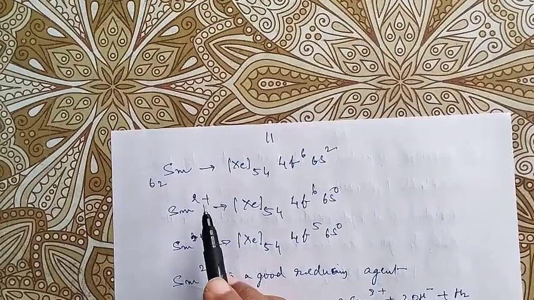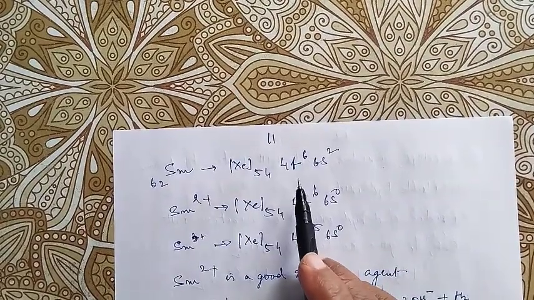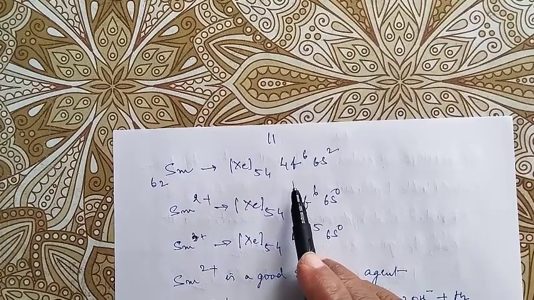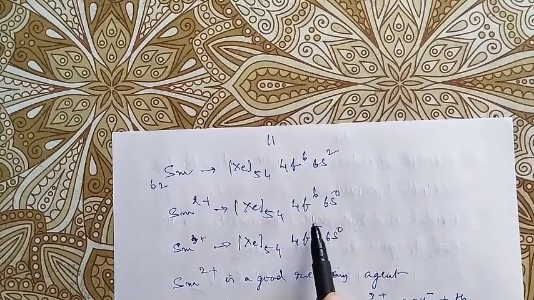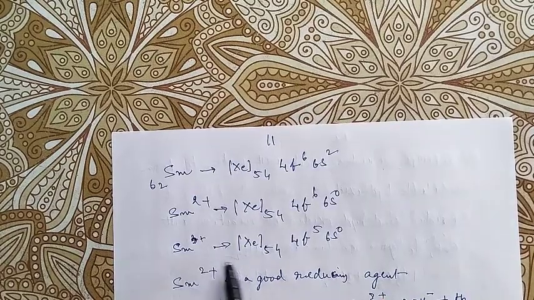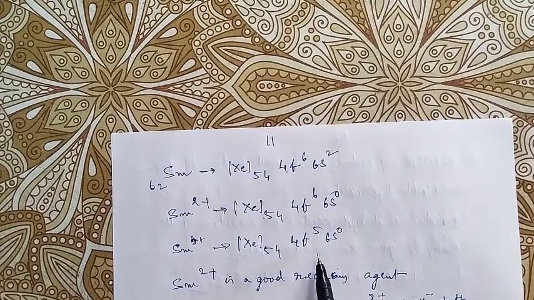In the same manner, samarium has the configuration 4f6 6s2. Samarium dipositive ion has 4f6 configuration. Samarium tripositive ion has 4f5 configuration.